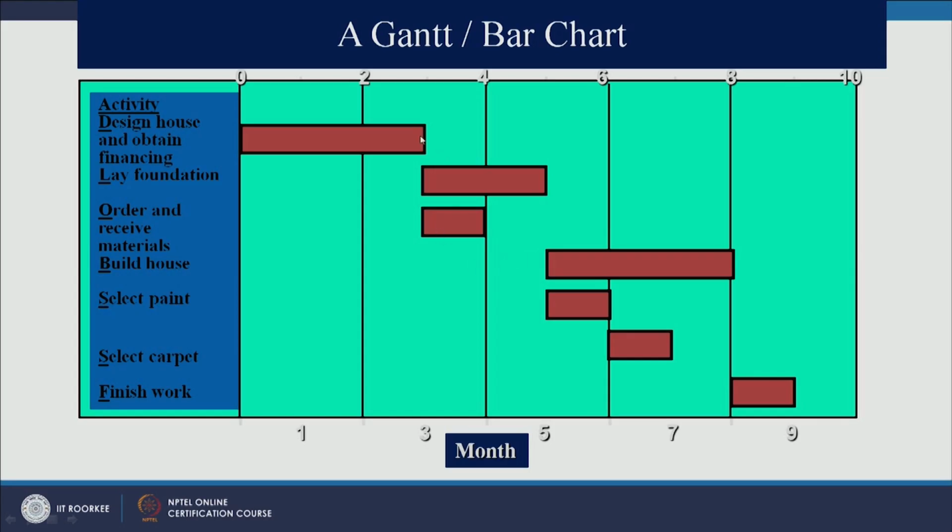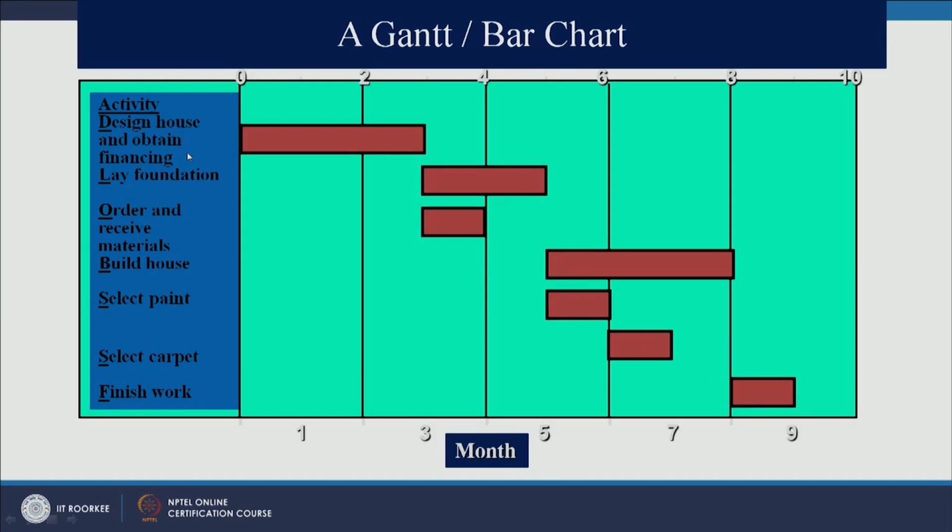Right. So it is up to you. For example, this activity is ending here at the end of 3rd month. So this activity is starting at the beginning of 4th month. So 4 to 5. The duration of this activity is again 2 months. Similarly, this activity, order and receive materials, is starting at the beginning of 4th month and ending on the last day of 4th month. So similarly, you can have other 4 activities.